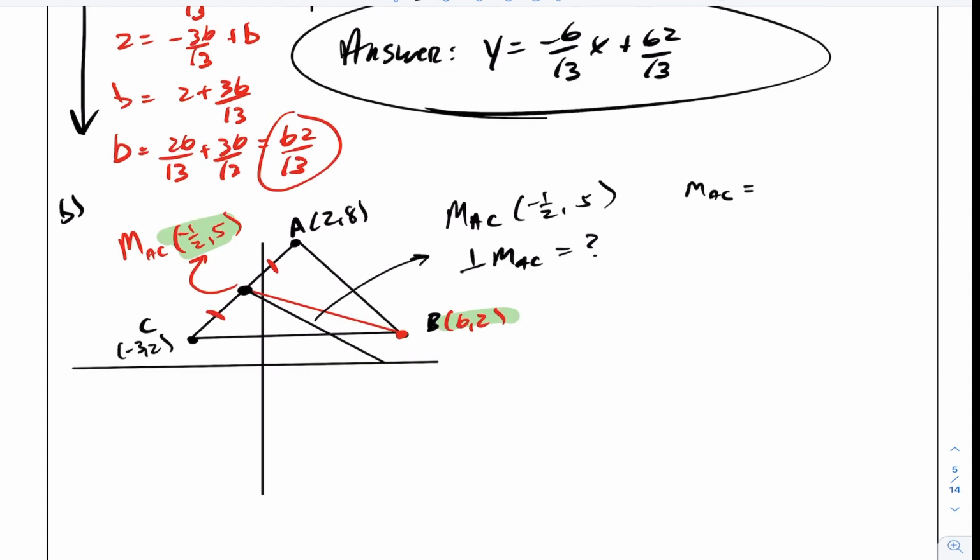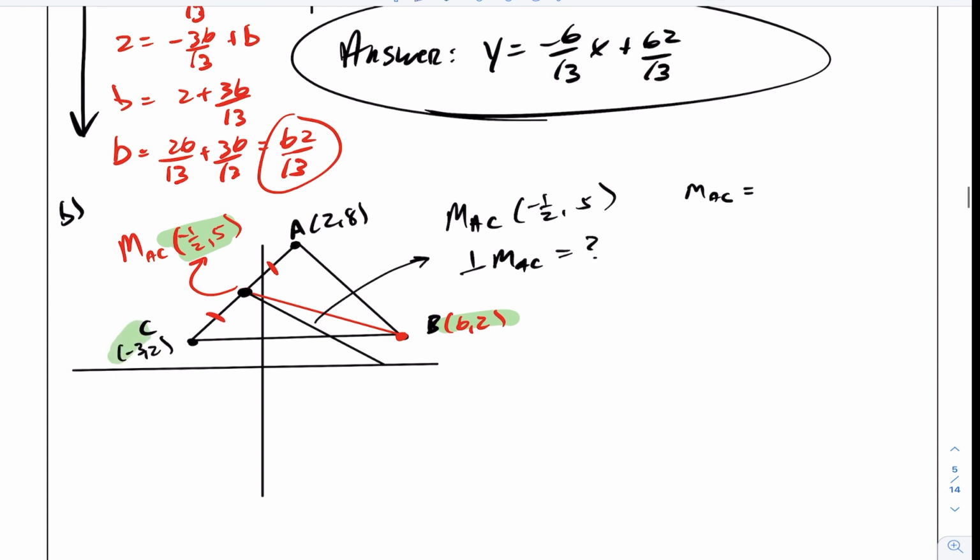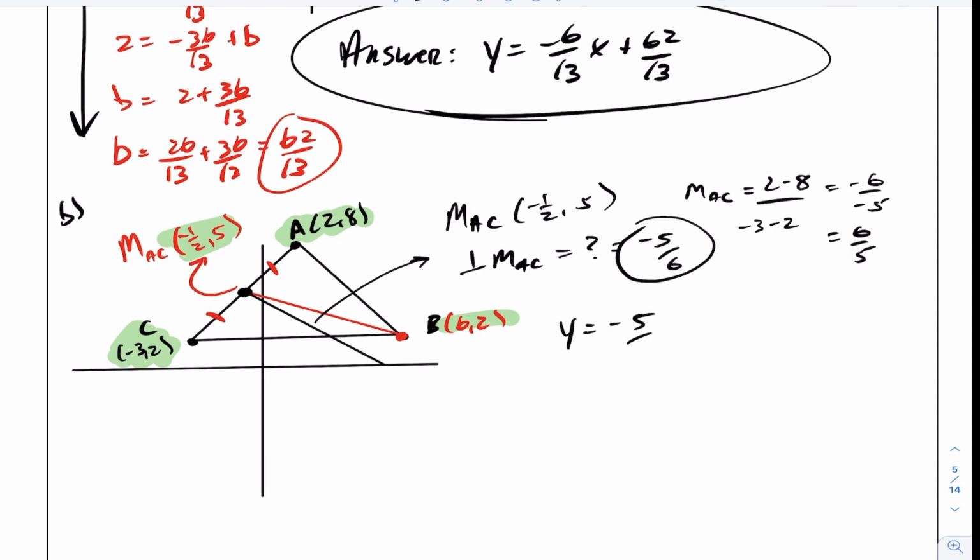So the slope of AC is going to be the change in your y over the change in your x. In this case here, we're taking the slope of this line segment. So the change in my y is going to be 2 minus 8 over the change in my x, which is negative 3 minus 2, and we're going to get negative 6 over negative 5, which is 6/5. So therefore, the slope that's perpendicular is going to be negative 5 over 6. So in this case here, the equation of this line is y equals negative 5 over 6x plus b. I need to find that b value.